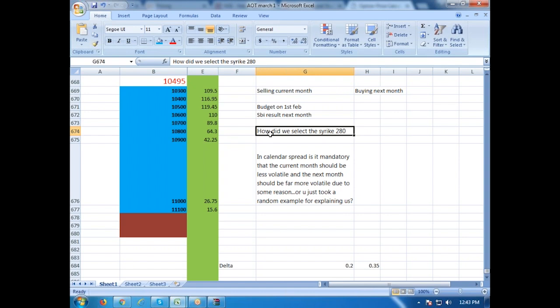If somebody is initiating a transaction today, he can choose 270 or 280 also, based on the probability, the delta scenario also.